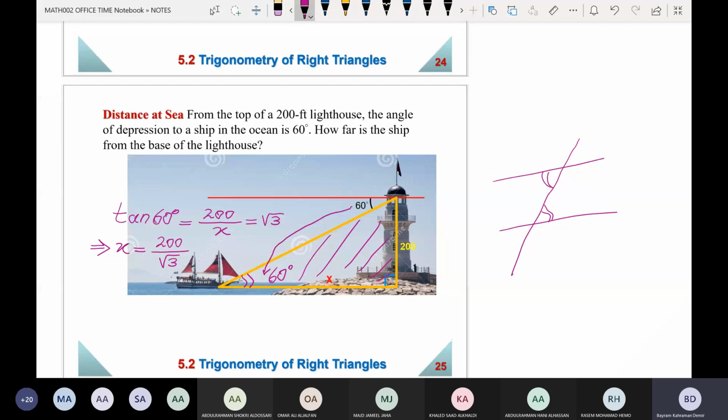Doctor, if I said tan 30 equals x over 200, is it going to be correct? Of course. Tangent 60 degrees is the same as cotangent 30, or you want to use tangent 30 is x over 200? Yes, why not? Tangent 30, I will use. Yes, tangent 30 is x over 200. Yes, perfect.